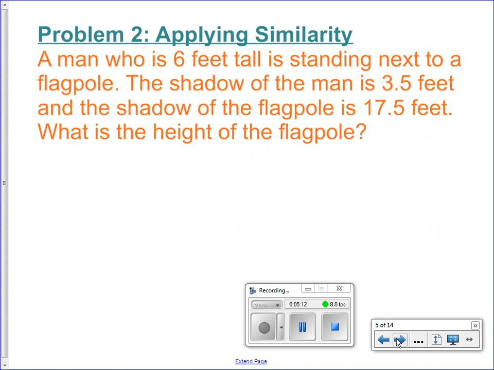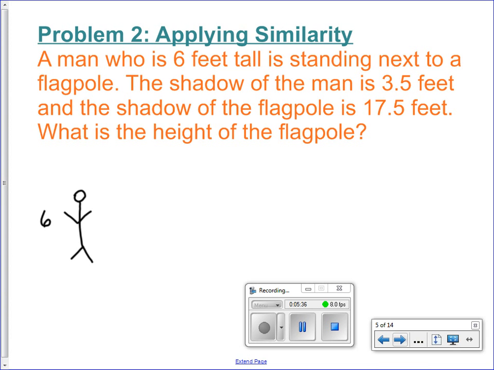Problem 2, applying similarity. A man who is 6 feet tall is standing next to a flagpole. The shadow of the man is 3 5/10 feet, and the shadow of the flagpole is 17 5/10 feet. What is the height of the flagpole? All right, well, let's draw a picture here, and you'll have to forgive me. I am not an artist.